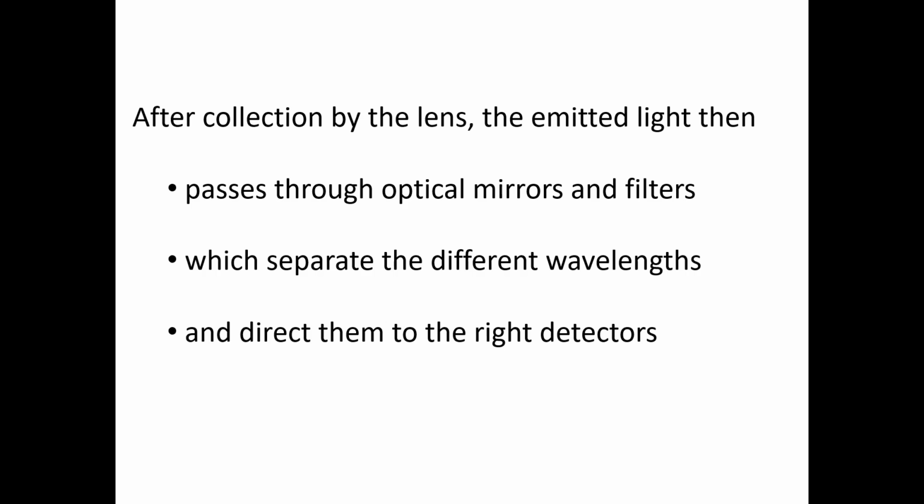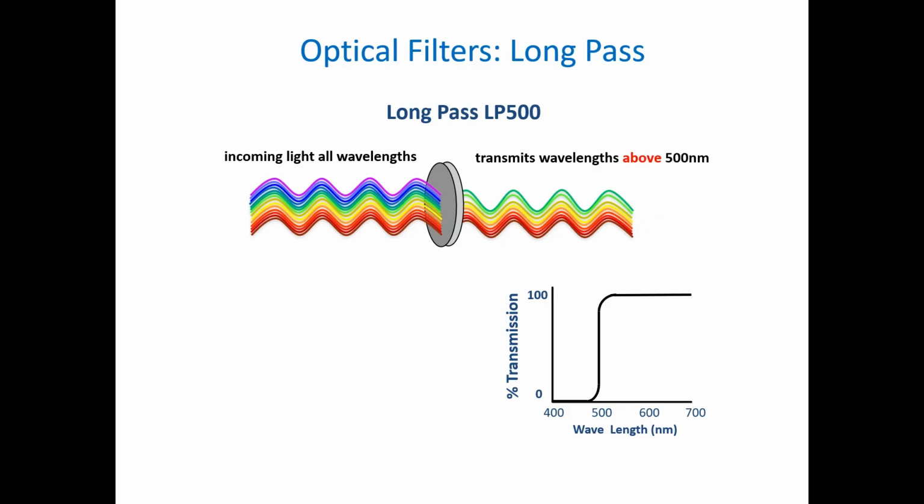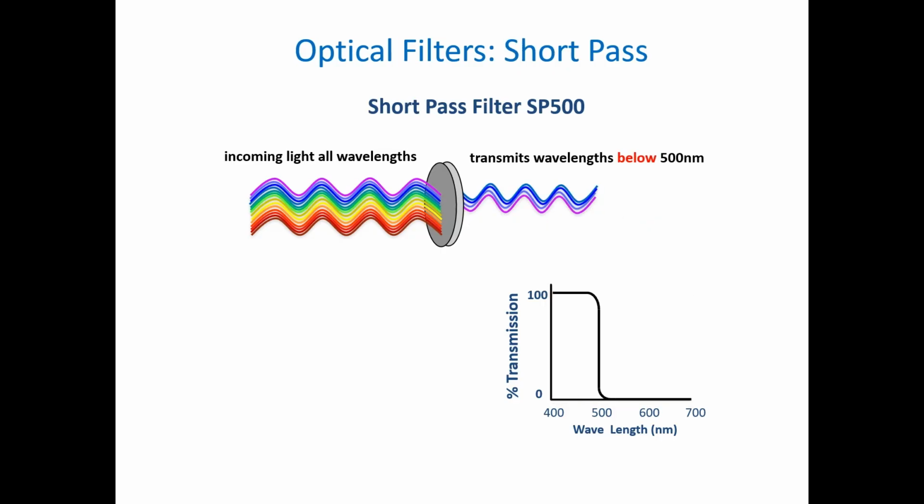Let's now take a look at the different kinds of filters we use to accomplish this. Here we have a long-pass filter, which lets through only the wavelengths above its designated wavelength. This one is an LP500. LP is for long pass, 500, which means it lets through all of the light above 500 nanometers. Similarly, here we have a short-pass filter, which lets through only the wavelengths below its designated wavelength. This one is an SP500. SP is for short pass, 500, which means it lets through all of the light below 500 nanometers.